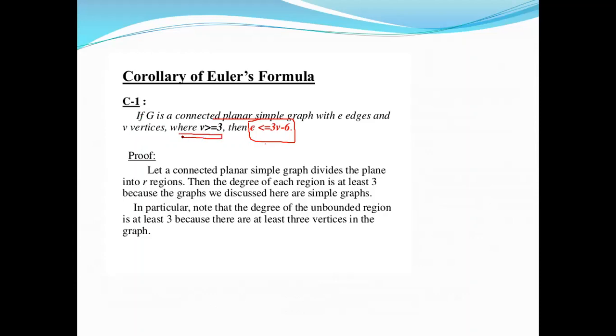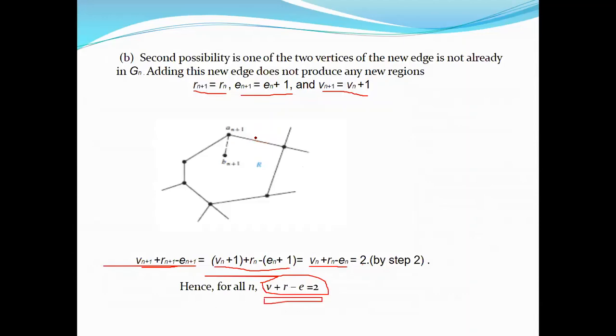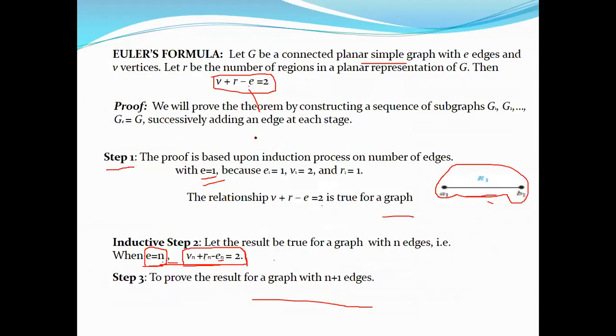This corollary, this formula, is valid for a graph with 3 or more vertices, but here we are specifically writing that the number of vertices must be greater than or equal to 3. So then E is always less than or equal to 3V minus 6. It's a proof. It depends upon the last discussion. So what was that last discussion?